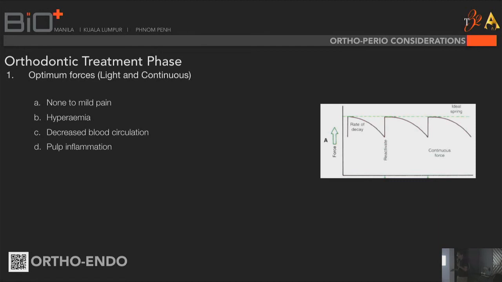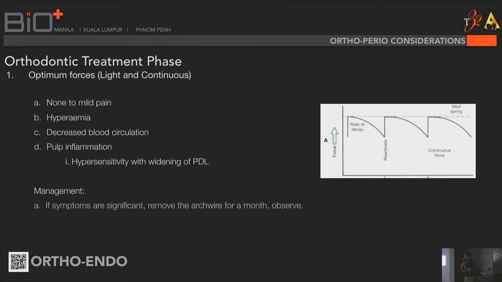Okay, pulp inflammation could happen. And when pulp inflammation happens, there could be a hypersensitivity with widening of the periodontal ligament. So how do we manage? The way that we manage, if symptoms are significant, remove the arch bar for a month and then observe. If the pain is removed, then that means we're just doing too much force.